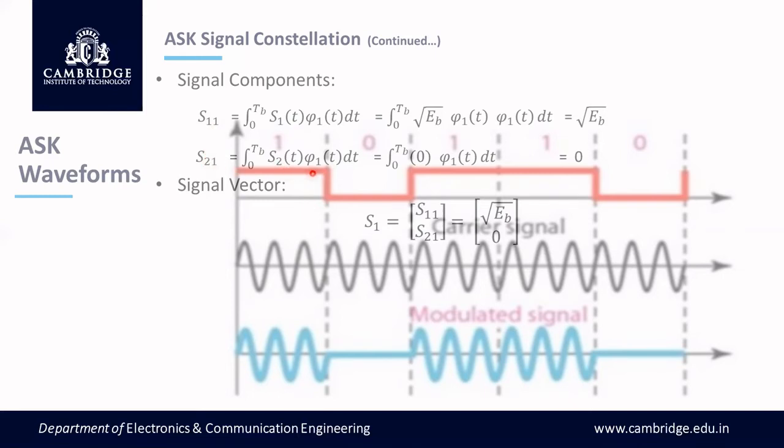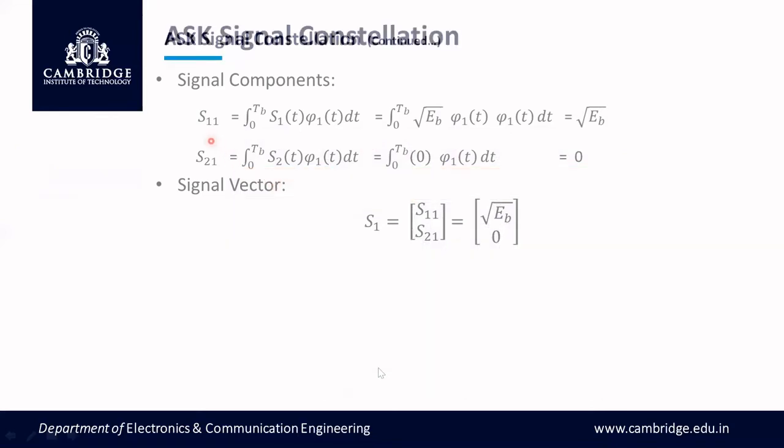Okay, next you can see, if you multiply the final equation S1 and S2 with the basis function and integrate over the duration T, we'll end up with these two components S1 and S2. Let us look into the signal constellation of ASK.